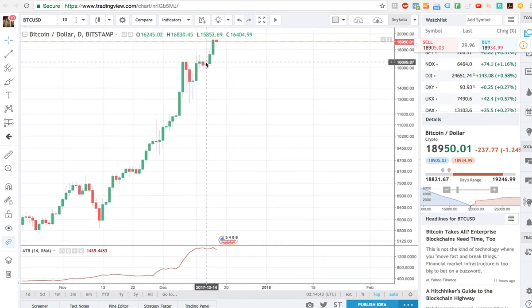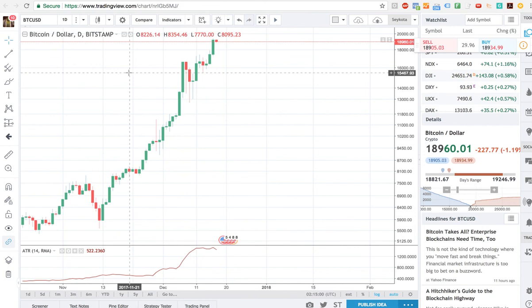Now, I got a worse entry. I entered in very late on the daily chart compared to the 5-minute, 15-minute, 1 hour, 4 hour chart, but I entered with much higher confidence. Because I had all that confidence from the previous time frames kicking off one after the other, you can develop more and more confidence in your hypothesis playing out. So that's how you turn a low probability intraday trade into a high probability swing trade. Okay, thanks.